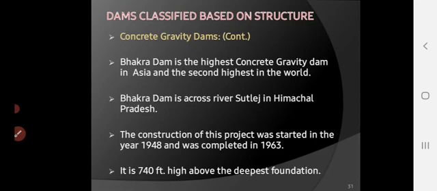Bhakra Dam is the highest concrete gravity dam in Asia and the second highest in the world. Bhakra Dam is across the river Satluj in Himachal Pradesh. The construction of this project was started in 1948 and was completed in 1963. It is 740 feet high above the deepest foundation.